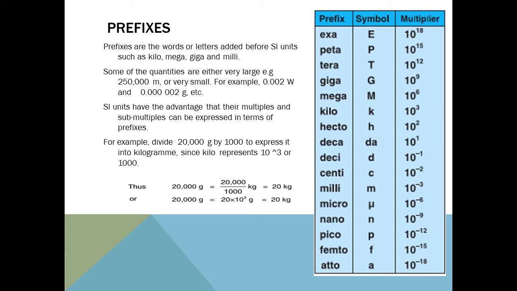Deci is small d and its multiplier is 10 raised to power minus 1. Centi is c, Milli is m, Micro is a Greek letter whose name is mu, and its multiplier is 10 raised to power minus 6. Nano is n, Pico is small p, Femto is small f, and Atto is small a, and its multiplier is 10 raised to power minus 18.